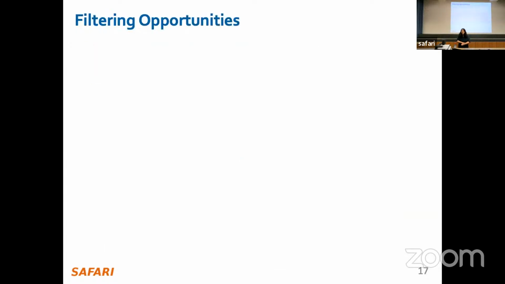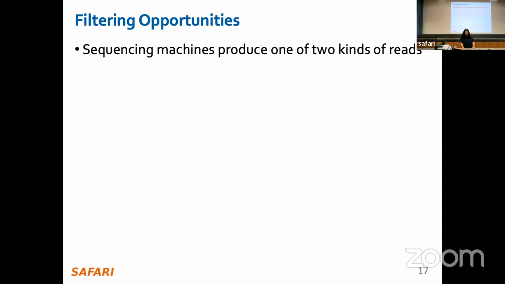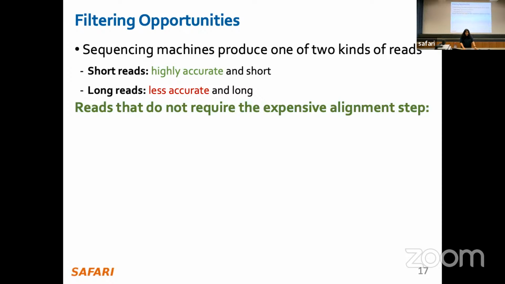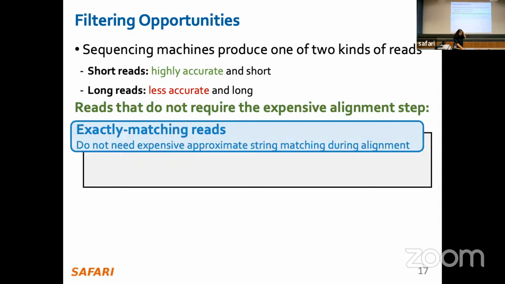By different behavior across reads, let's take a look at different read types and some filtering opportunities based on that. Sequencing machines produce one of two kinds of reads: either short reads that are highly accurate and short, or long reads that are less accurate and long. There have also been efforts to improve the accuracy of these long reads. I can maybe point to that in the end as a direction GenStore can also move toward. I'll try to explain which reads do not require the expensive alignment step based on this high-level classification of read types.